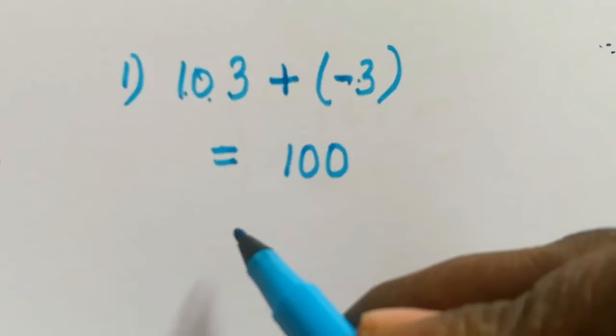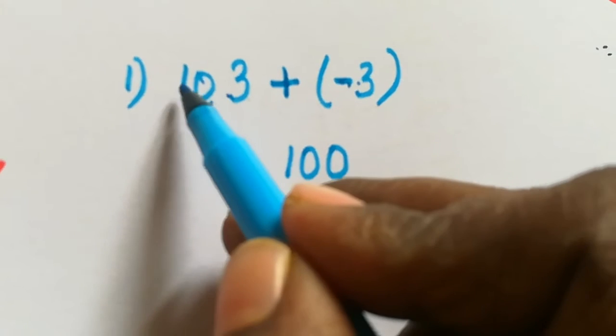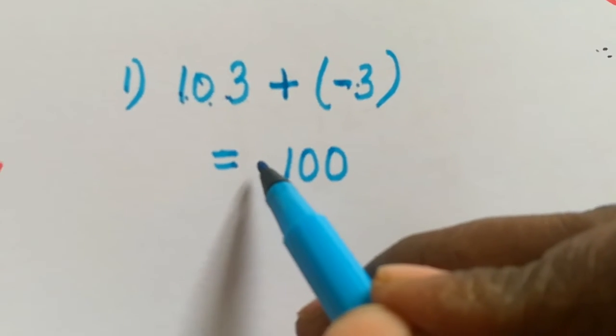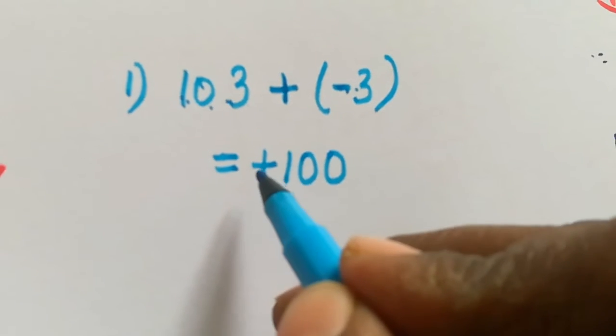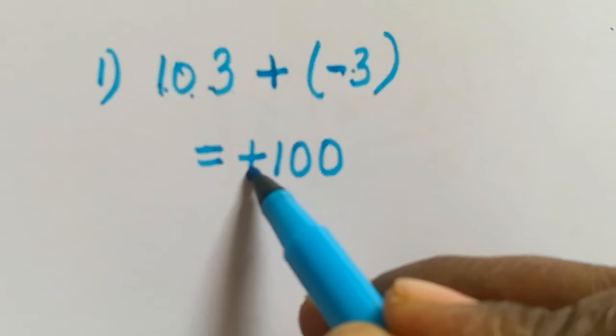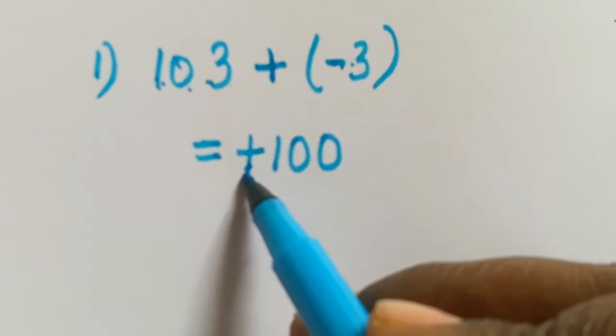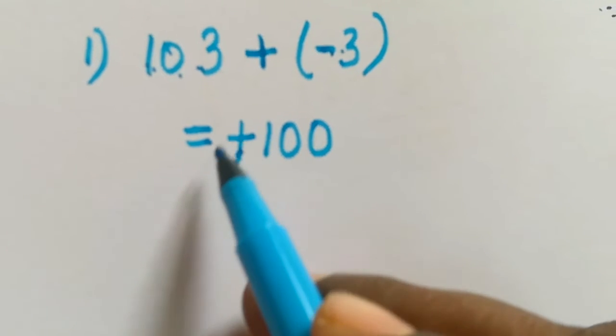So what sign do we have to use here? The sign of the greatest number, isn't it? So which one is greater, 103 or 3? 103. 103 is a positive number. So positive only. It is not necessary to put the plus symbol. For positive numbers, we need not put plus.